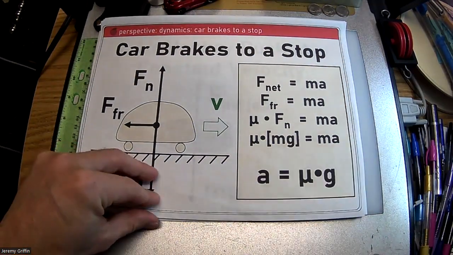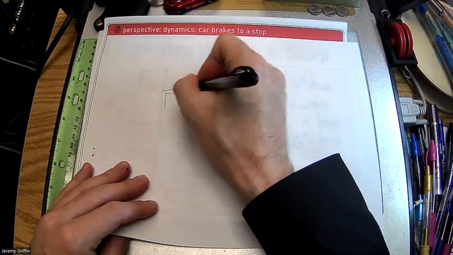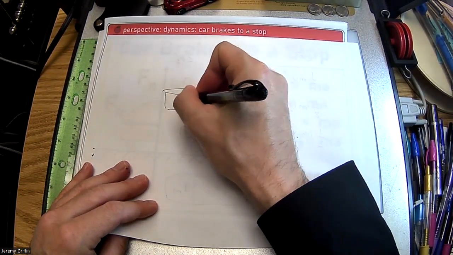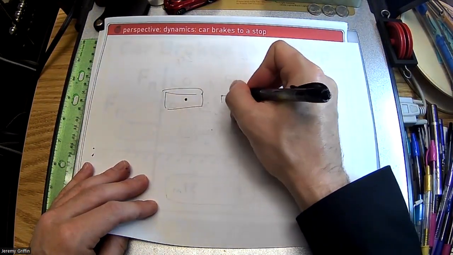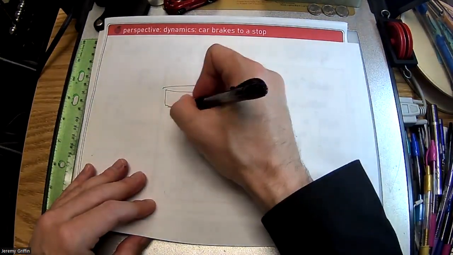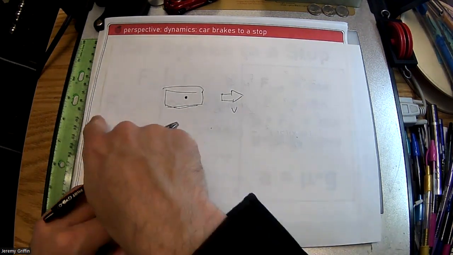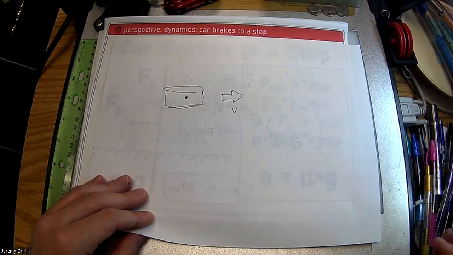All right, how about draw an air hockey puck. Say this thing is in motion with a constant velocity. Can you guys draw the free body diagram for that air hockey puck moving to the right at constant velocity?